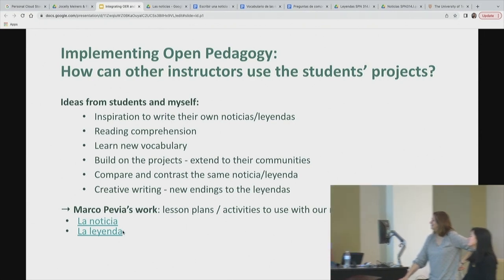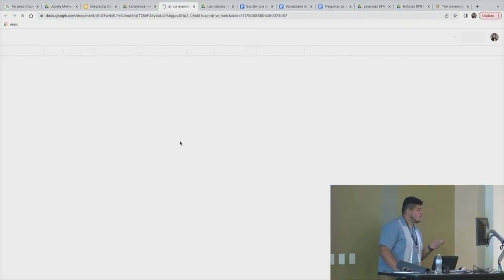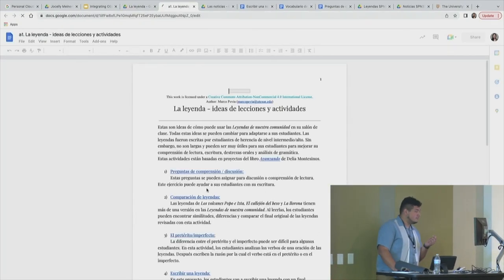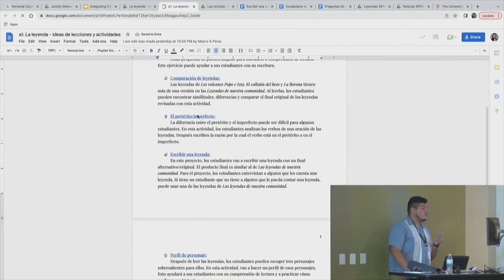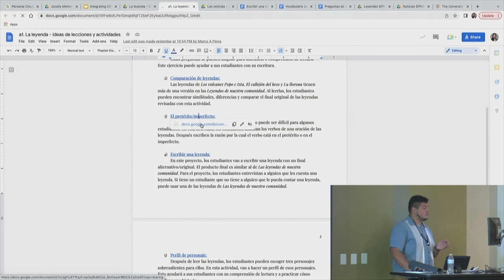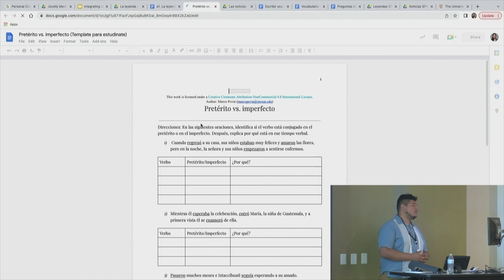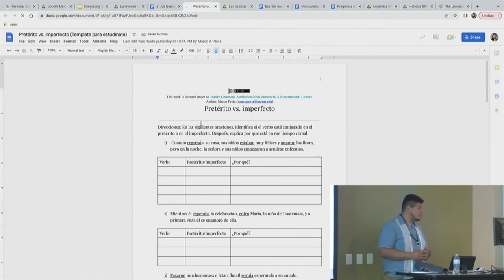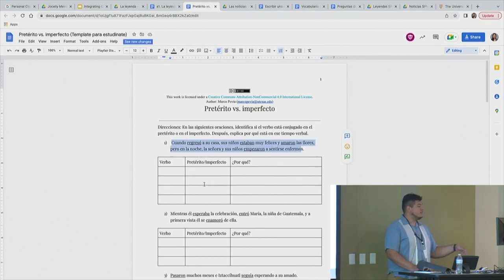And then basically the same thing for the leyendas. They're mostly the same. The only one that's maybe a little bit different is that, because they're leyendas, they're cuentos, a lot of it is told in the pasado. So there's an actividad comparing the pretérito and imperfecto. I brought out a sentence from the leyendas. What is the verbo? Is it in pretérito or imperfecto? And then, ¿por qué? But most of it's the same.